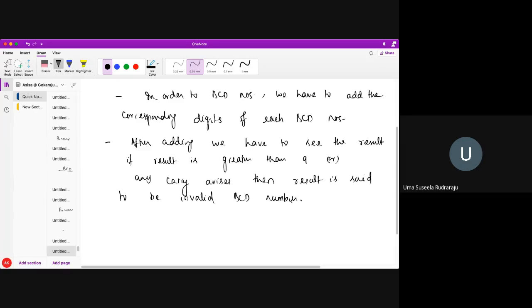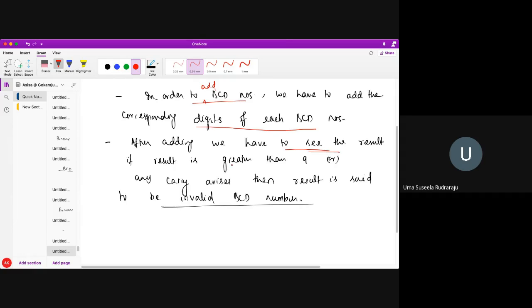Do you all understand this? What you need to do here: first of all, you have to follow certain rules while adding two BCD numbers. In order to add BCD numbers, we have to add the corresponding digits of each BCD number. After adding, we have to check the result.